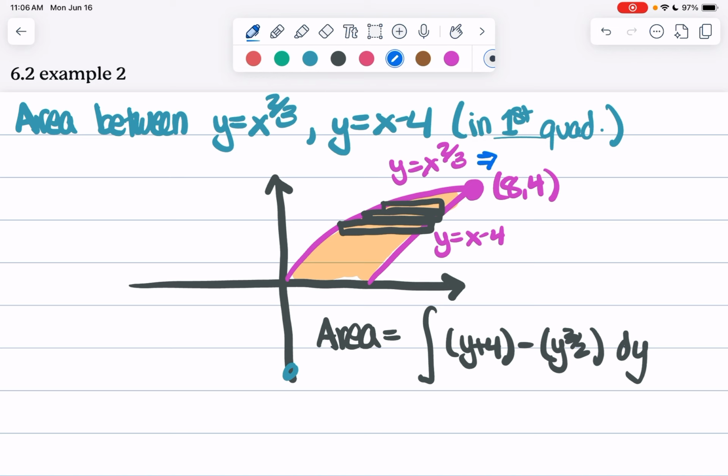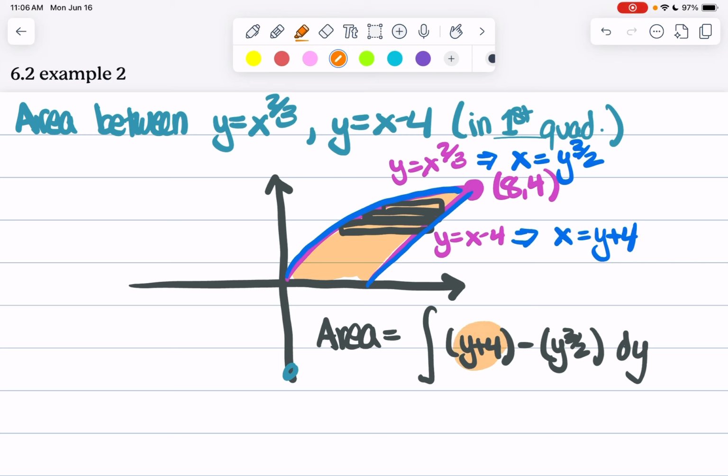I have y equals x to the 2/3. If I solve for x, I exponentiate both sides to the 3/2. So I have x equals y to the 3/2. That's the other representation of this curve on the left. For the line, it's easier to solve. x is just y plus 4. And that's the equation of this line if we go x as a function of y instead of y as a function of x. So you see those functions in place here. And that is our integral.